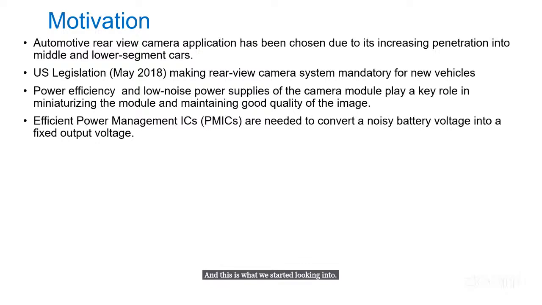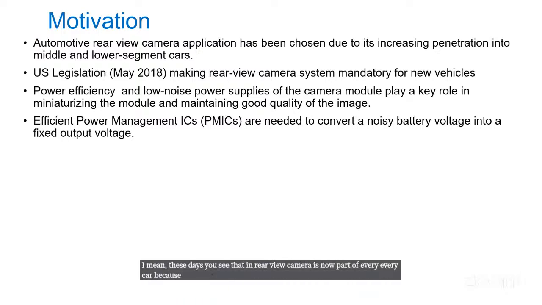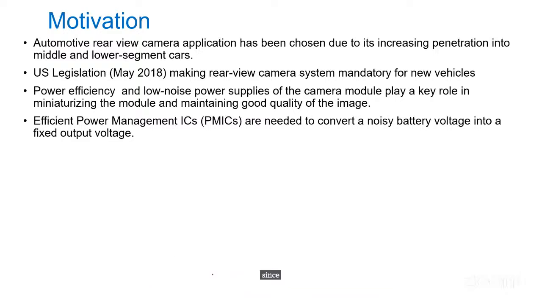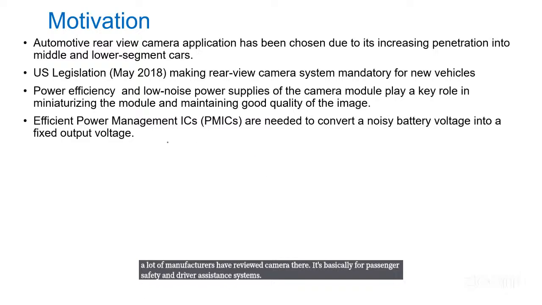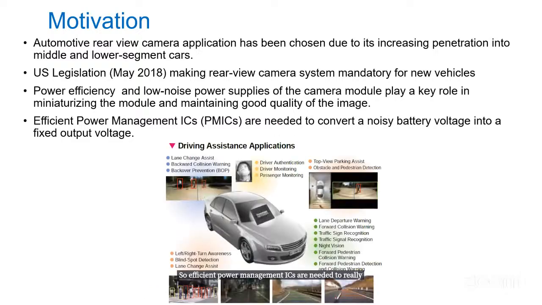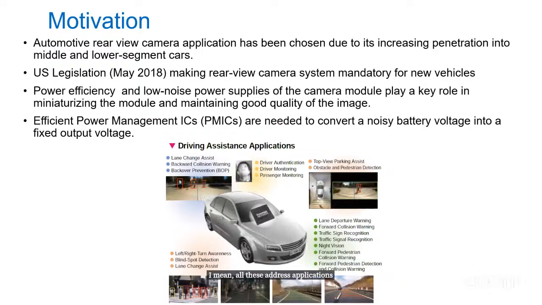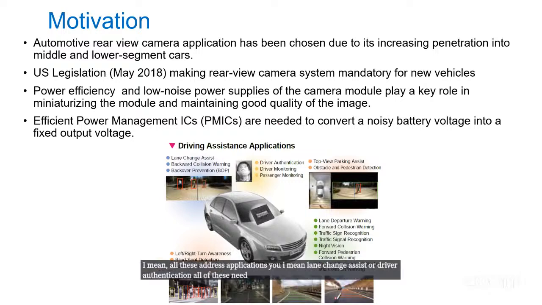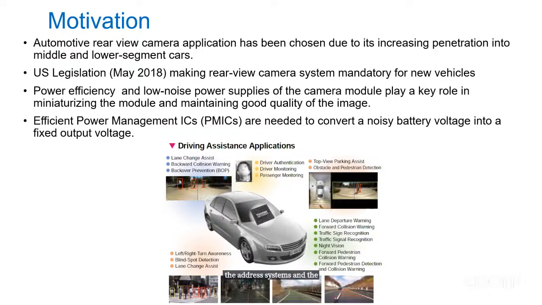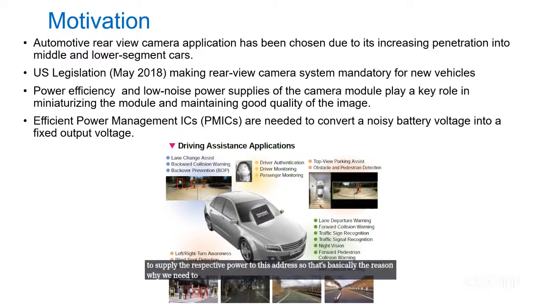So now, what is the motivation to go for automotive rear view camera? These days a rear view camera is part of every car, because US legislation has made it mandatory since 2018. Now even in India, a lot of manufacturers have rear view cameras. It's basically for passenger safety and driver assistance systems. Efficient power management ICs are needed to convert a noisy battery voltage into a fixed output voltage. All these ADAS applications, lane change assist or driver authentication, need ADAS systems, and the power management ICs play a big role in supplying the respective power to them. That's basically the reason why we need to build this application.